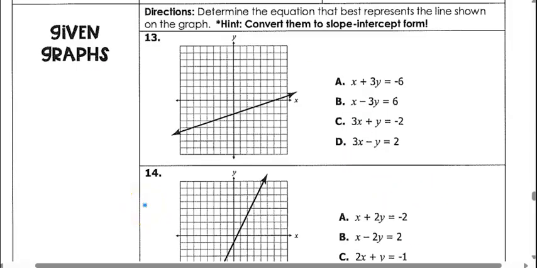Then the last thing we're going to look at is having a graph and being able to pick out the standard form equation. So what I would do, I would look at this graph and let's write it in slope-intercept form first because that's easier.